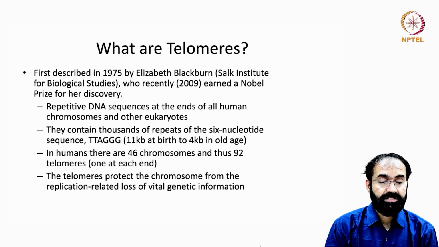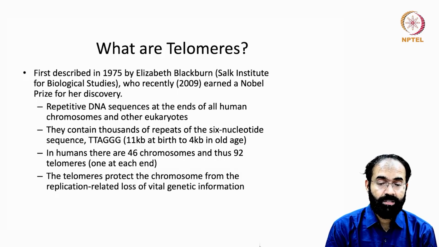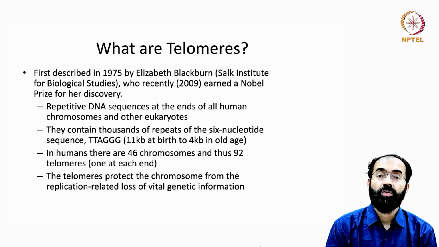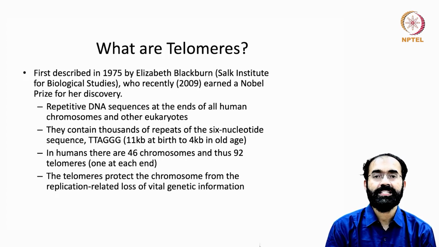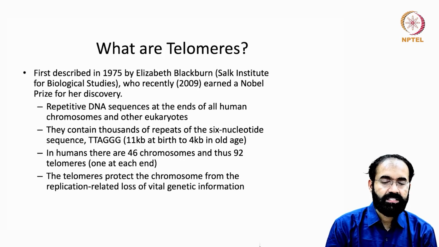What are telomeres? Telomeres were first described in 1975 by Elizabeth Blackburn at the Salk Institute for Biological Studies, who around 2009 earned the Nobel Prize for her discovery because it is so important. They are repetitive DNA sequences that end all chromosomes of every eukaryote that has a linear DNA structure. Our chromosomes, each chromosome is a single linear DNA structure. It has two ends. They contain thousands of repeats of a 6 nucleotide sequence, T2AG3, TTAGGG.